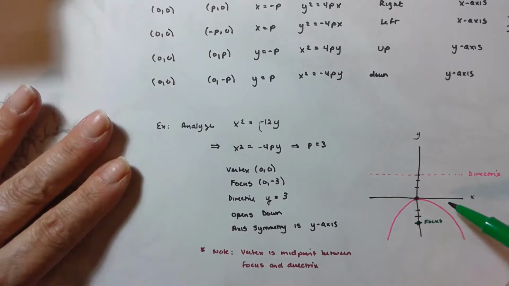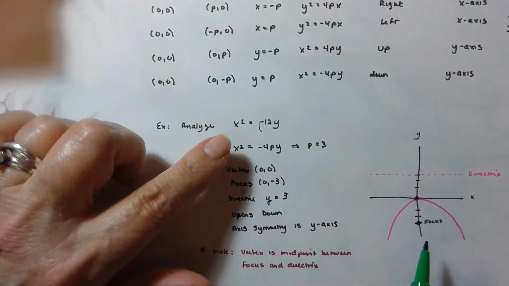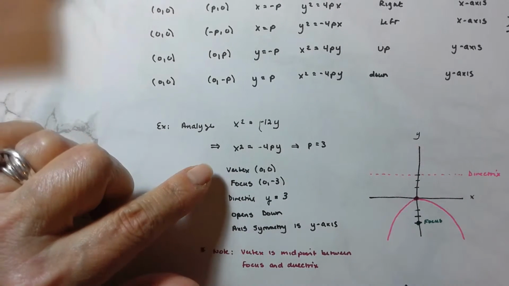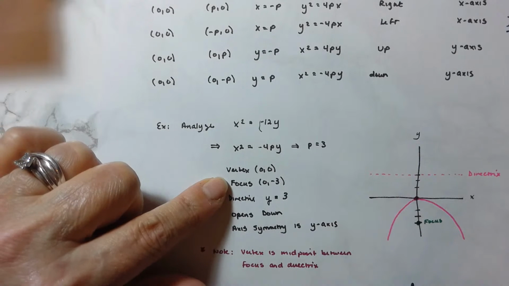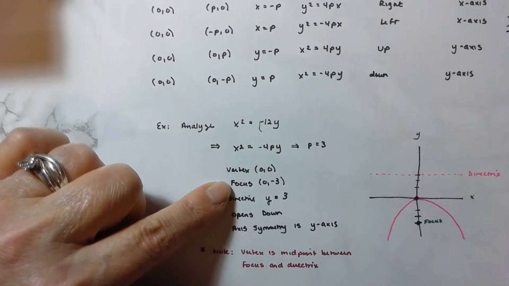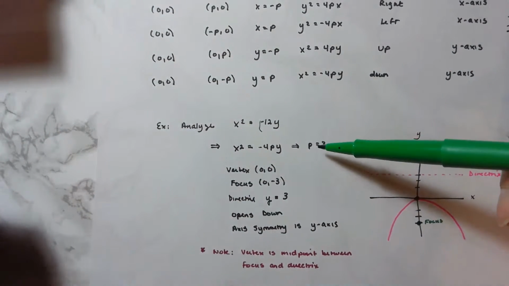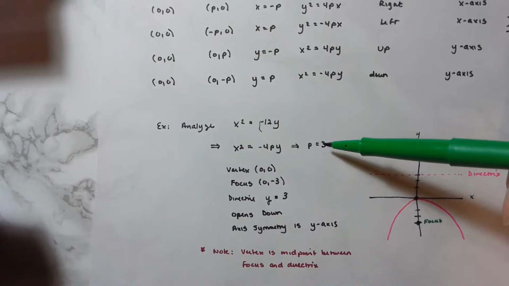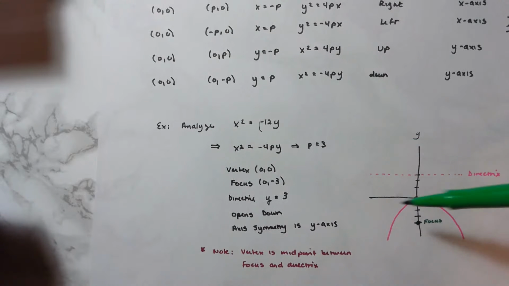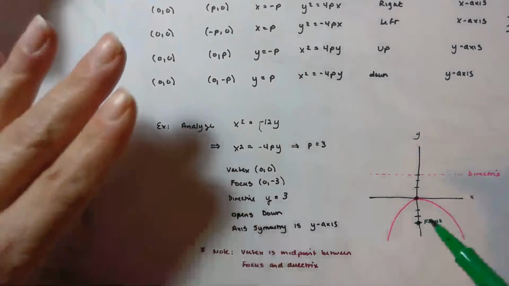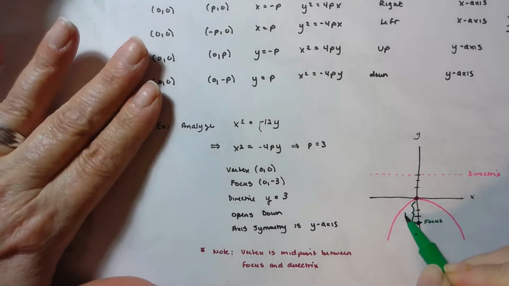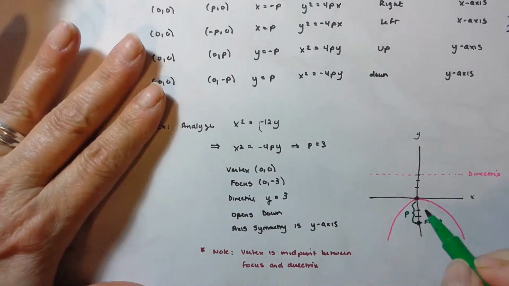I made the x and the y-axis, and I plotted my vertex at 0, 0, because that's what I knew. Now, the other things I know from this, besides the vertex being 0, 0, is that p is 3 because I just found it. And I know that p is the directed distance between the vertex and the focus. So this here is my p, and it's 3.